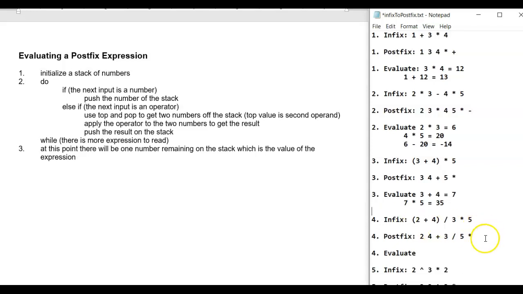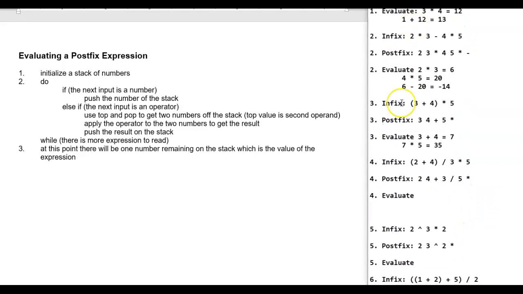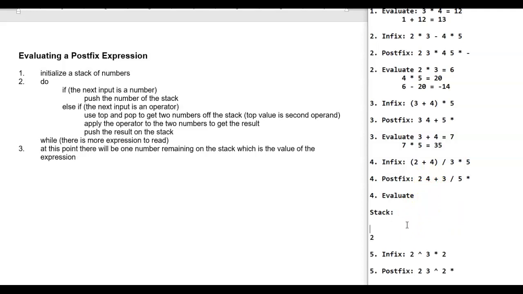All right, let's take a look at this one. And again, they're easy because there's no parentheses to deal with anymore. All right, so we've got in our postfix here 2 and 4, right? So push 2, push 4. Then we're going to pop them both off, the 2 and the 4, and we're going to apply the addition. So it's going to be 2 plus 4 equals 6. And then we're going to push the 6 back on the stack.